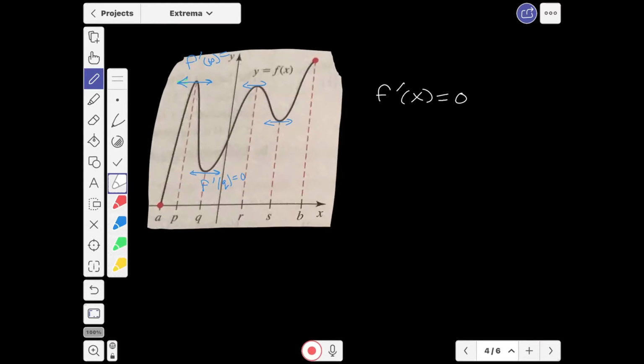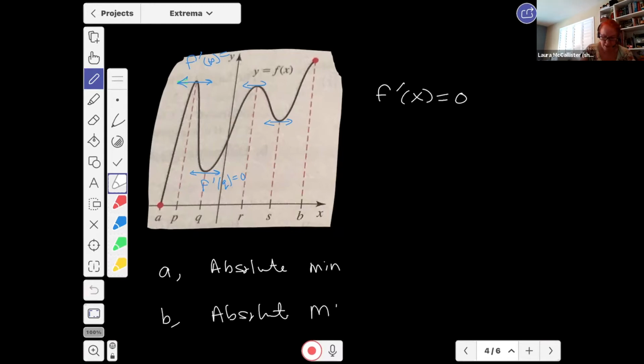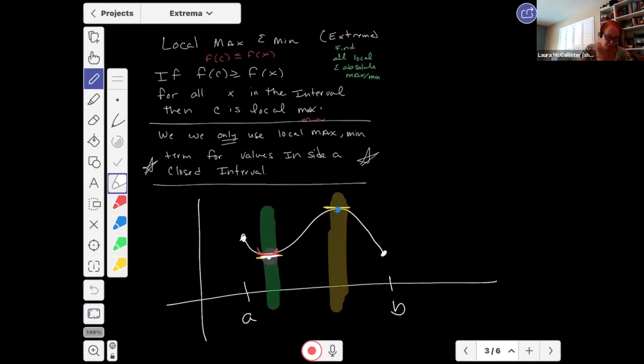And thank you to Nicholas for asking that question, because that's what I was trying to emphasize with the last piece. In this case, A is my absolute minimum, and B is my absolute max. Where before, in the last slide, what was I talking about? I was talking about this idea that it was local.